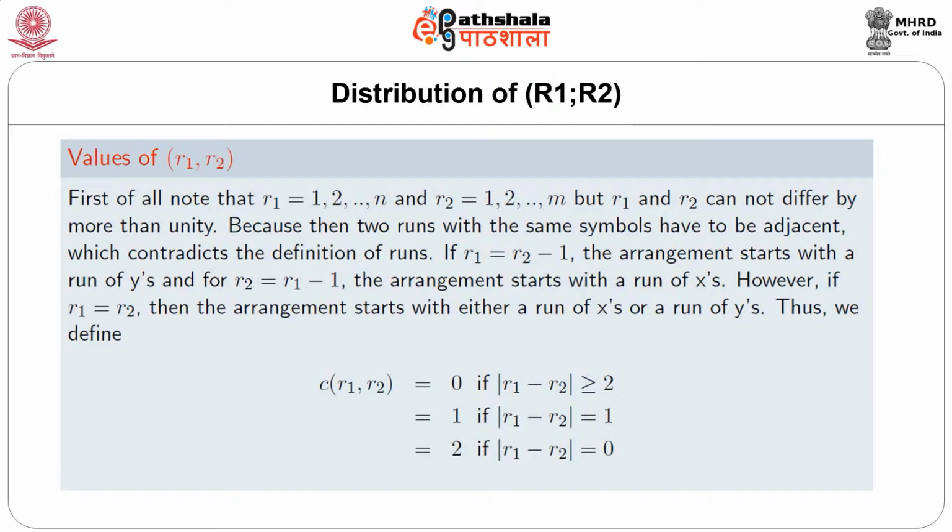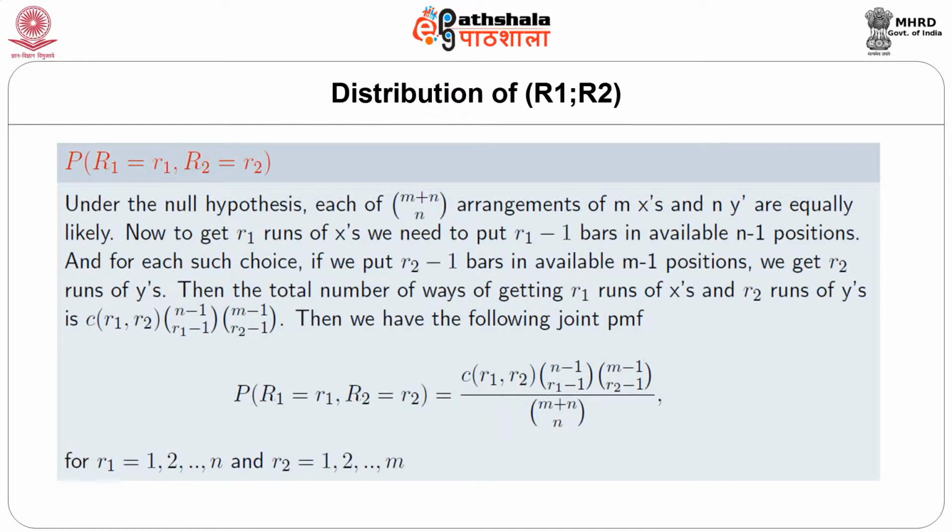However, if R1 equals R2, then the arrangement starts with either a run of x's or a run of y's. Thus, we define a function C(R1, R2), which is 0 if the modulus of R1 minus R2 exceeds 1, equal to 1 if the absolute difference between R1 and R2 is 1, and equal to 2 if the absolute difference between R1 and R2 is 0.